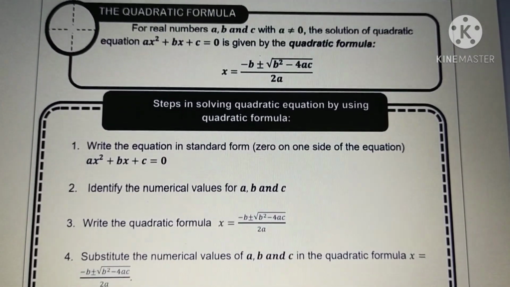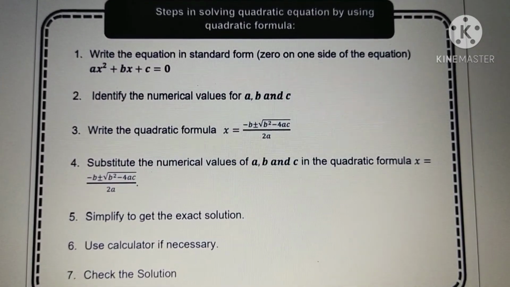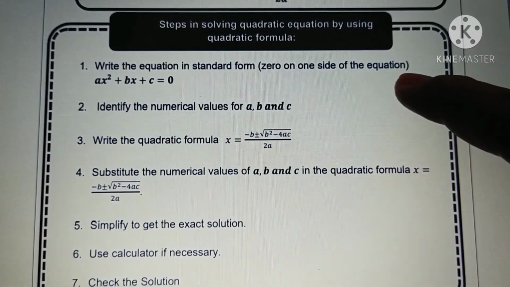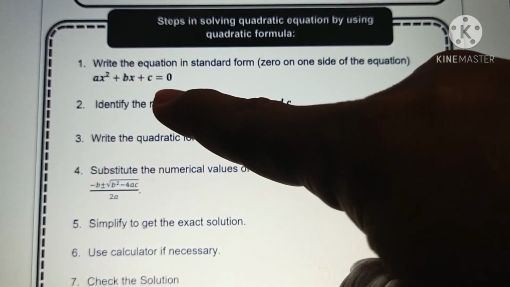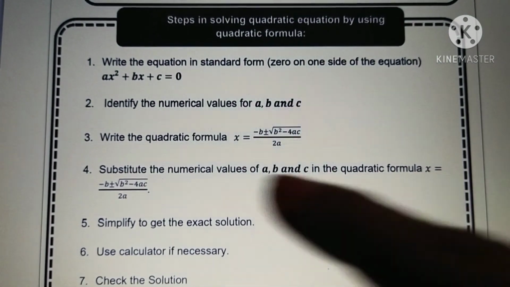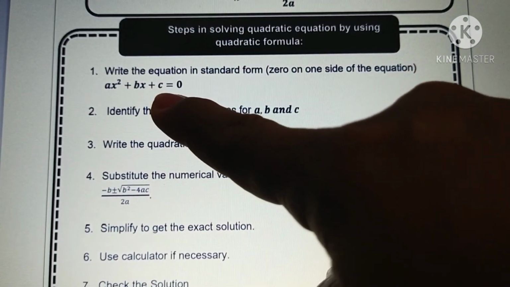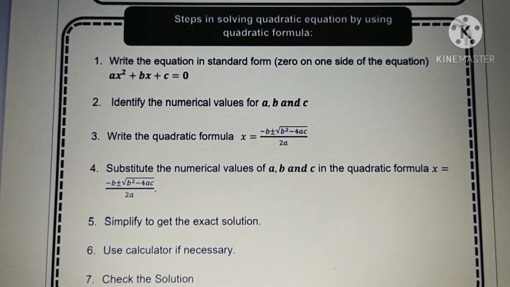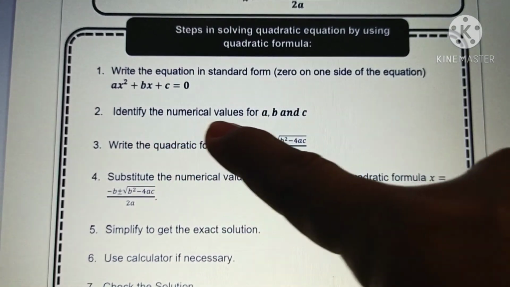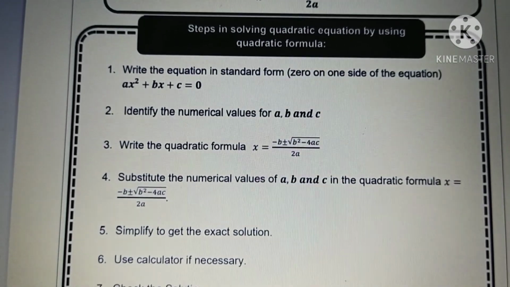Next, what are the steps in solving a quadratic equation using the quadratic formula? Number 1, write the equation in standard form. That's it, 0 on one side of the equation. So that is in standard form. Ganito, dapat 0 yung nasa last. So it should be the quadratic term first, the linear term, then plus the constant equal to 0. After rewriting in standard form, you have to identify first the numerical values for a, b, and c.